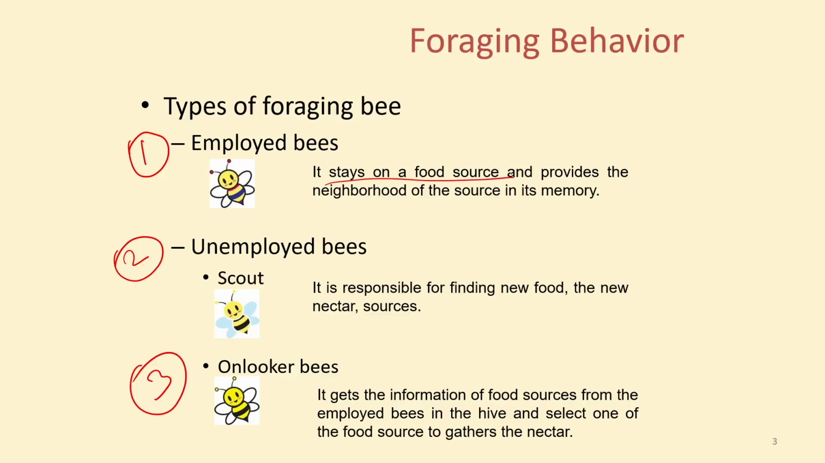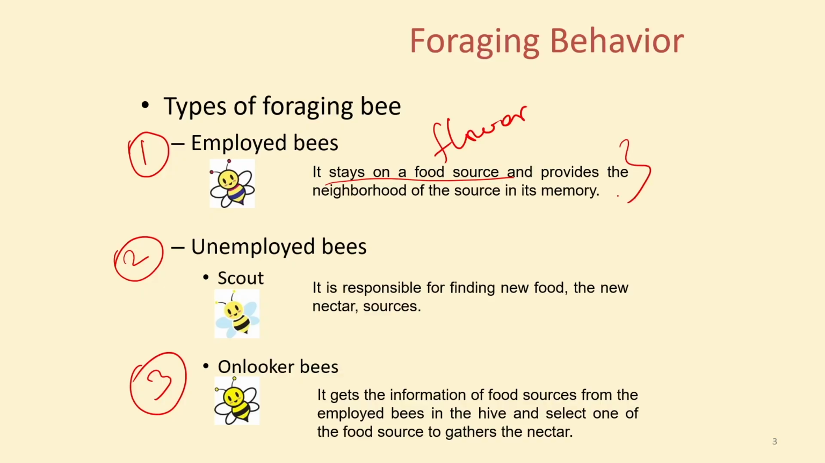So what is the employed bee's duty? It stays on the food source and keeps the neighborhood of the source in its memory. It always stays on the food source. Food source here means a flower, or where it can find honey, and it provides information about the source from its memory: here is the place where you can find a lot of honey, more flowers, acres and hectares of land where a lot of flowers are there, you can go and collect more honey. This kind of information is shared.